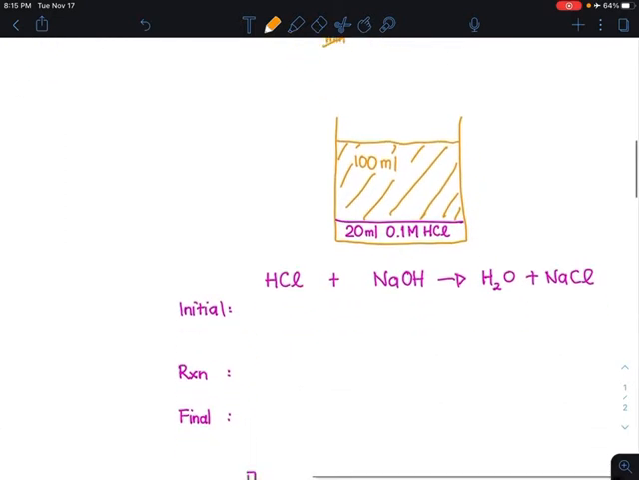So now let's apply the reaction table. What is the initial mole of hydrochloric acid? It will be 0.02 liter, because 20 milliliter is 0.02 liter, times 0.1 mole per liter, so it's equal to 0.002 mole. That is the initial mole of hydrochloric acid.